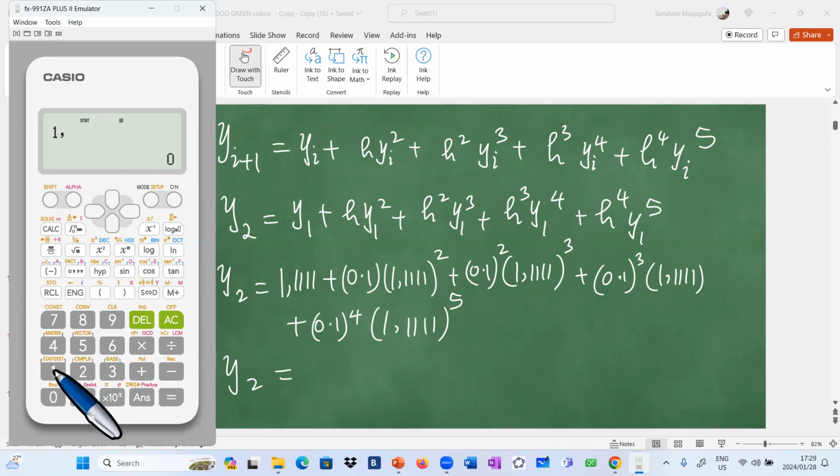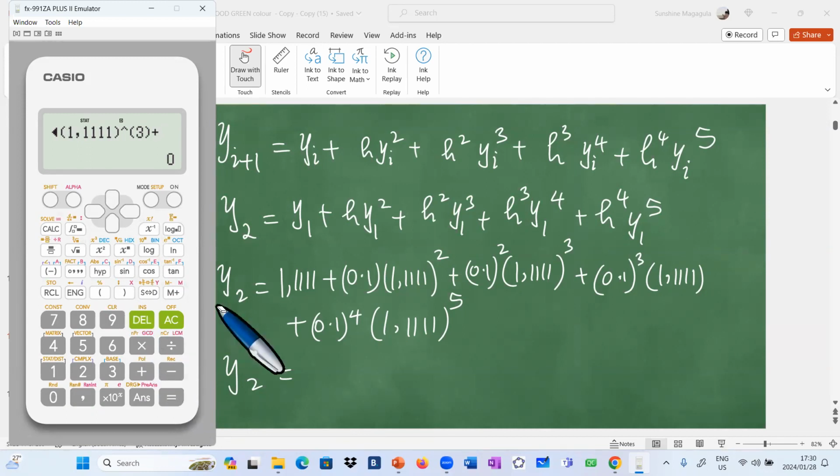You have 1.1111 plus, then you have 0.1 times 1.1111, which is squared. Plus, you can do it in many ways. I'm just doing the accurate thing here, just to get more correct answers, just in case this calculator has its own interpretation of the input. So you have this one here and you square. Okay, much nicer. And then now you use parentheses 0.1, which is squared, and then 1.1111, and then you cube like this. Okay, and then a plus.